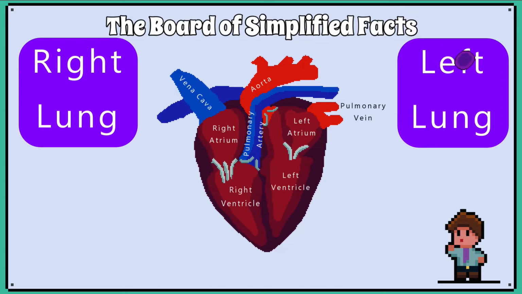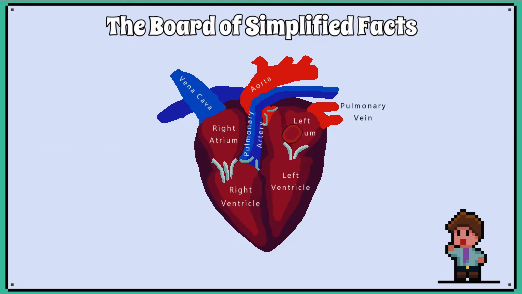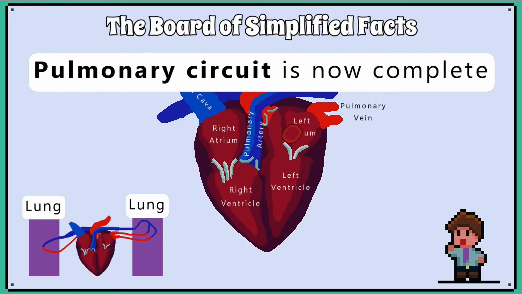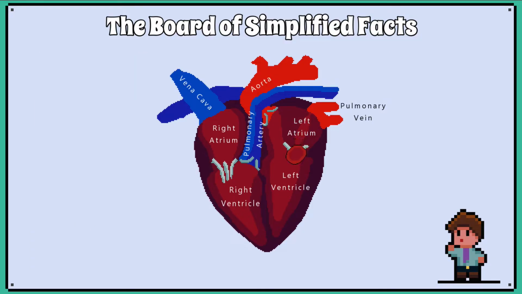Once the red blood cell has picked up some more oxygen, it returns to the left side of the heart via the pulmonary vein. Remember that all veins take blood back to the heart, and again, this has nothing to do with whether it's deoxygenated or not. The pulmonary vein takes blood into the left atrium. The pulmonary circuit is now complete. The left atrium walls then contract to force blood into the left ventricle. The left ventricle walls will then contract to force blood up the aorta to the rest of the body.